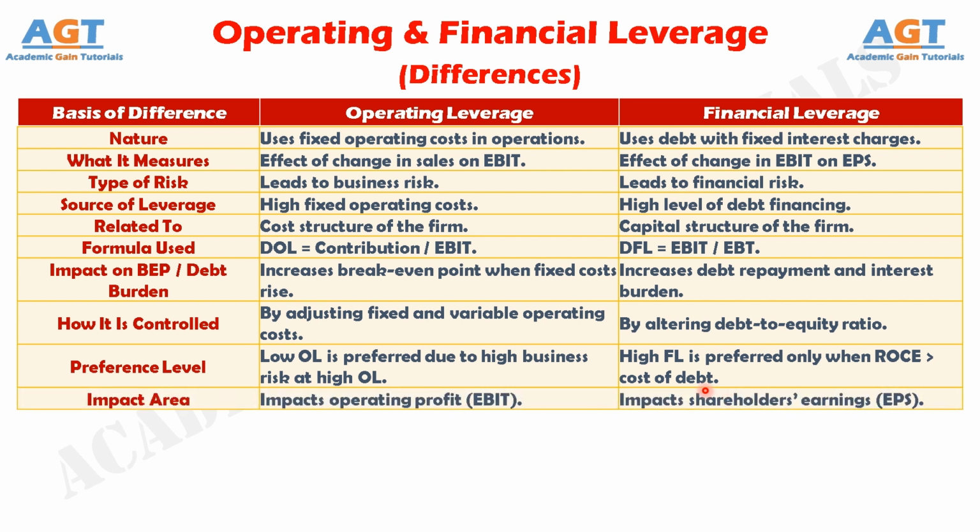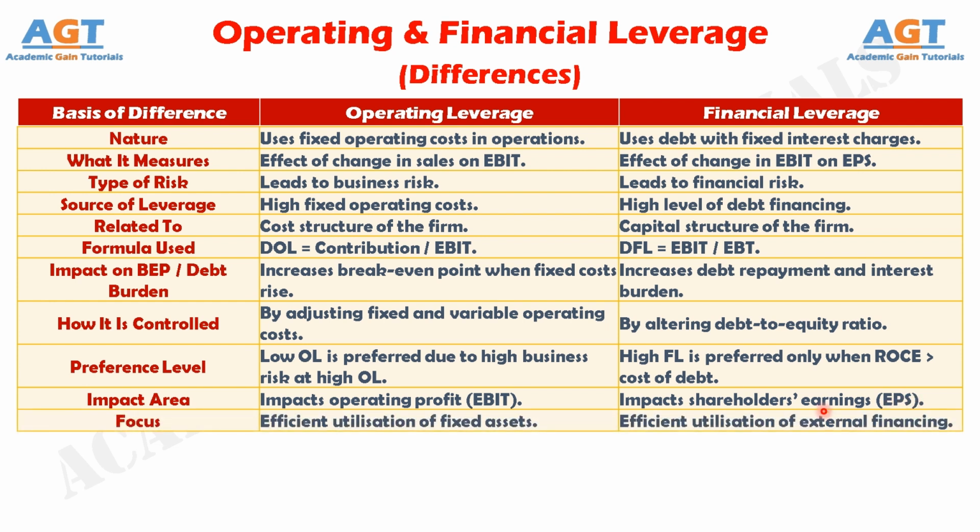Number 10. Operating leverage affects operating profit, EBIT, whereas financial leverage affects earnings that belong to shareholders, EPS. And difference number 11. Operating leverage focuses on the efficient utilization of fixed assets, whereas financial leverage focuses on the efficient utilization of borrowed funds to increase returns. So, these are the differences between operating leverage and financial leverage.